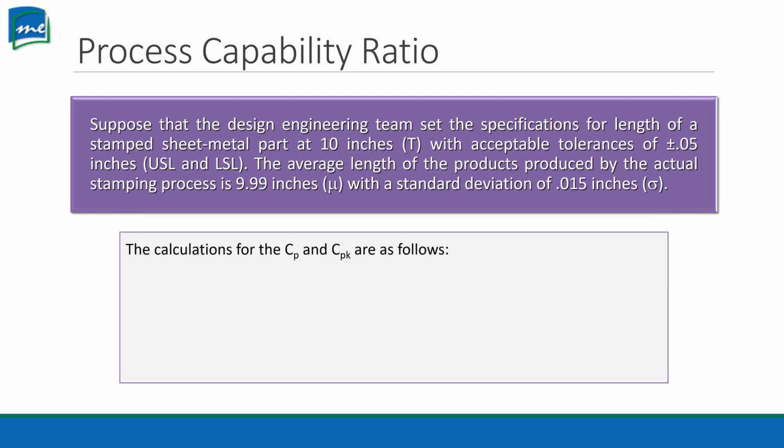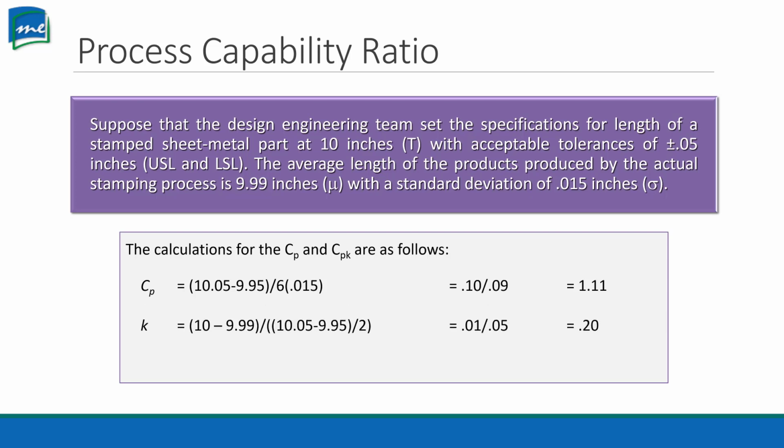All right. So we need to figure out our CP and CPK. For our CP, we're looking at our upper minus our lower specification limits, divided by 6 standard deviations. So we have 10.05 minus 9.95, that should be 0.1. And then we're going to divide that by 6 multiplied by the standard deviation, which is 0.015, which comes up to 0.09. So 0.10 divided by 0.09 equals 1.11.